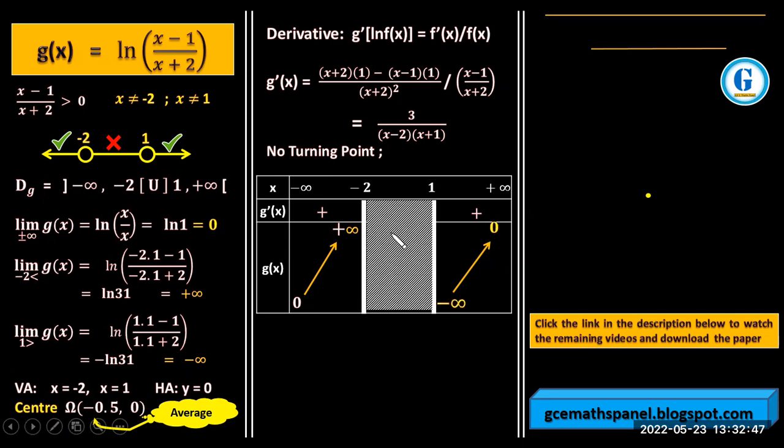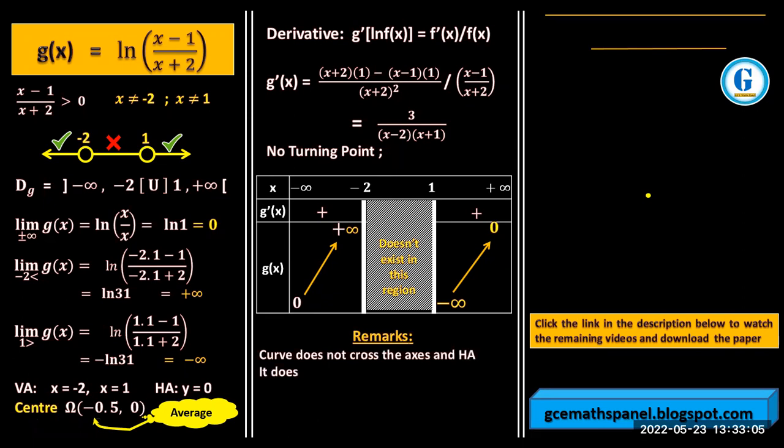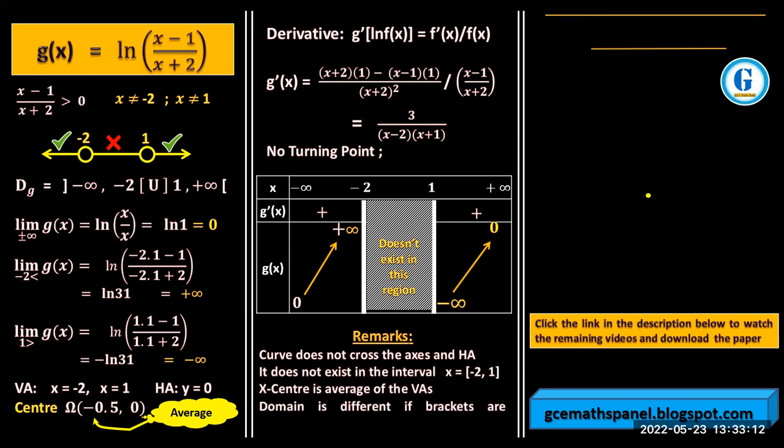But in the region between -2 and 1, the curve does not exist. You can equally see this in the domain of definition. The function does not exist in the range from -2 to 1 for the x values. So one remark: this curve does not cross the x-axis or the horizontal asymptote, and it does not exist in this interval from -2 to 1.